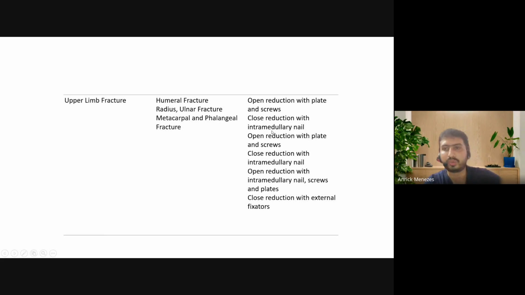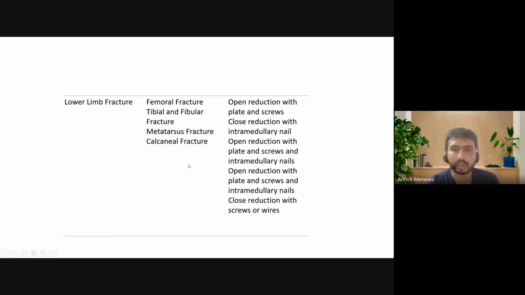In cases of upper limb fractures, excuse me, humeral, radius, ulnar, metacarpal, phalangeal fractures, the methods are open reduction with plate, closed reduction with intramedullary nailing, or closed reduction with external fixator. These could be various surgical methods that can be used. In cases of lower limb fractures, you have open reduction with plate, screws, and closed reduction with intramedullary nailing.